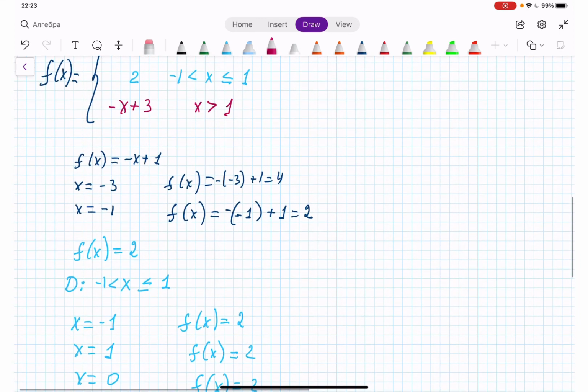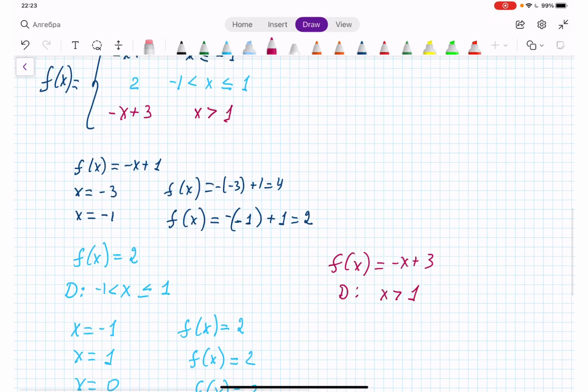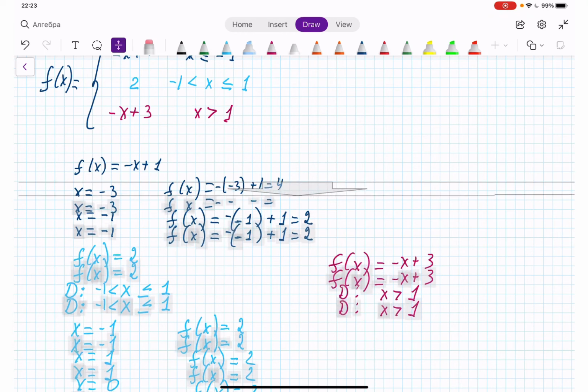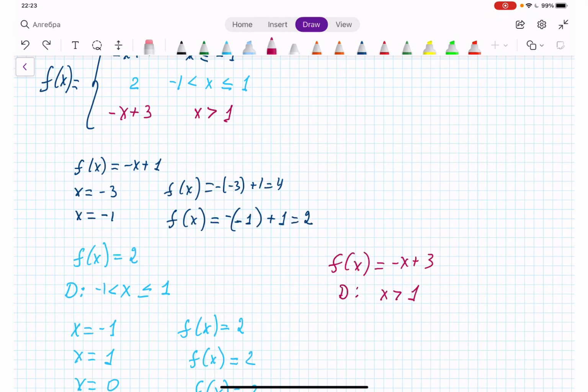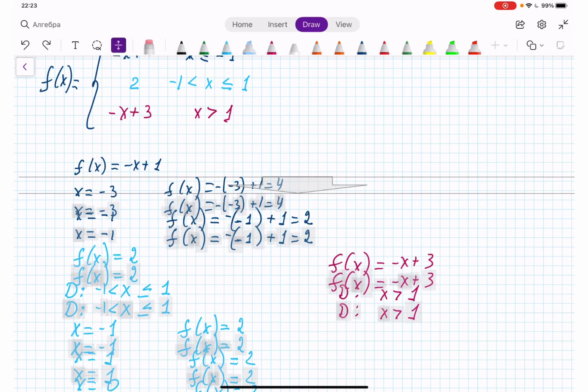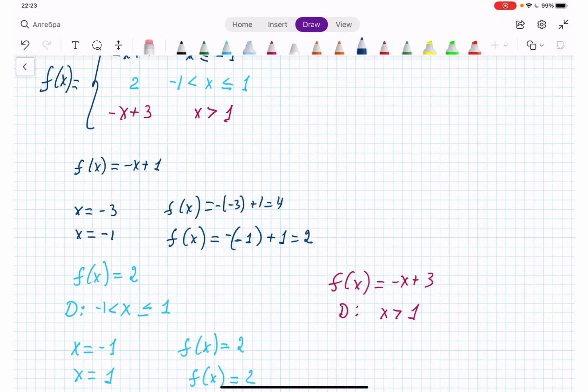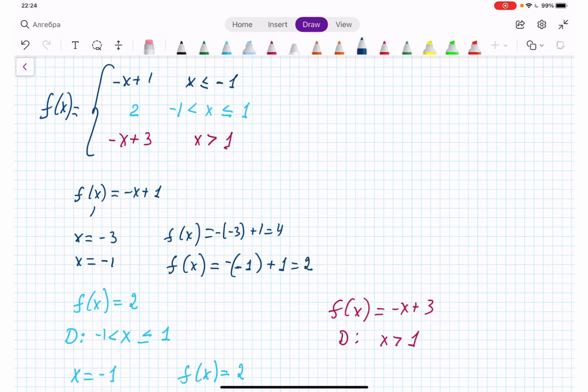And lastly, what we have: f of x equal to negative x plus 3. Domain is x greater than 1. Since I wrote down domain there, let me put domain here also. I mentioned it, but I didn't put it. So here domain is x less than or equal to 1, greater than negative 1.